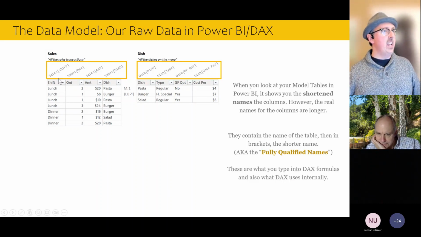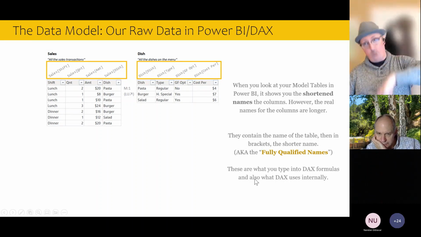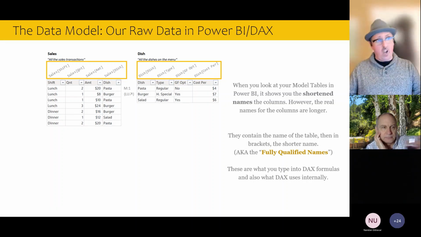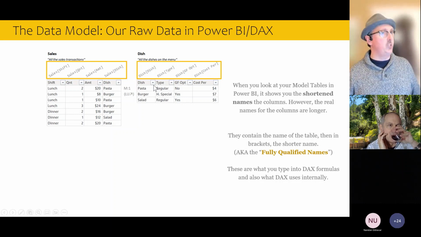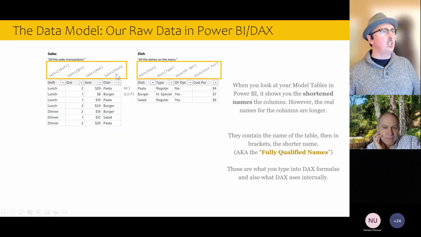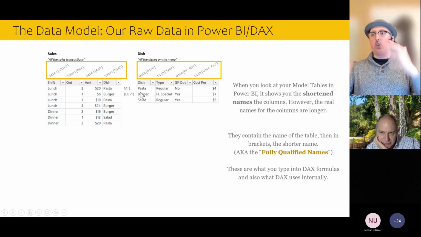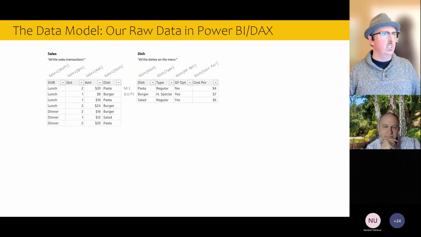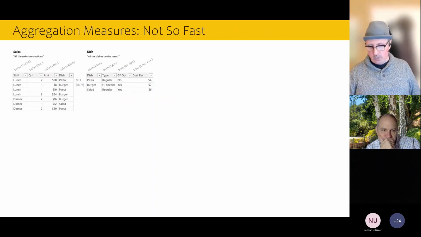These are the names of columns that you type into DAX formulas, and also these are the names that DAX uses internally to figure out which column we're talking about. This is handy because if we have two columns named dish, if you look at the fully qualified name, you see that the names are unique. Every single column has its own unique name. Okay, good. So, let's go move those over there.